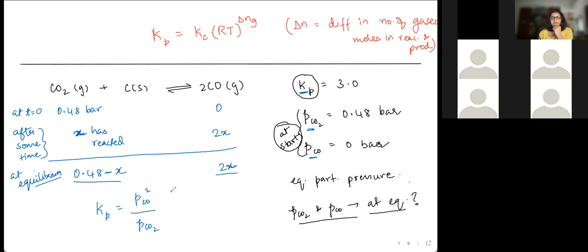Ma'am, how do you know then that it would be 2x? This ratio. I'm getting CO purely because of the reaction, no? There is no other source for CO. So based on the stoichiometric ratios, by however much this reduces, the same proportional amount is the increase of that. If 1 mole of this is reduced, proportionally 2 moles will be formed. Now, because partial pressure is mole fraction times the total pressure, based on that you can get a direct relation for this.